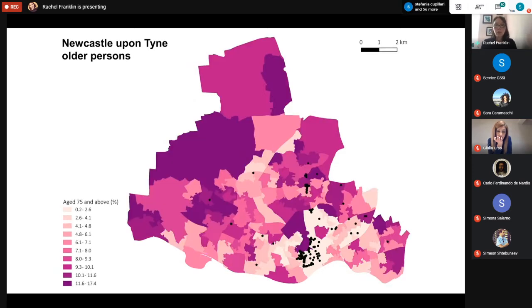A similar picture emerges for older people. This map shows the population 75 and up. The distribution of population is slightly different, with more older people in the closest band to city center and in the furthest bands. But again, older people and sensors don't seem to be so co-located, right? Except for this little stretch right here, perhaps, with a couple of exceptions.